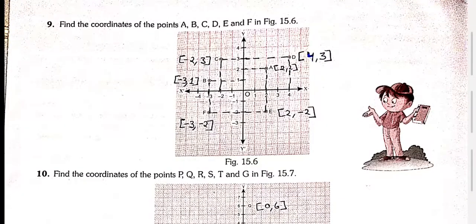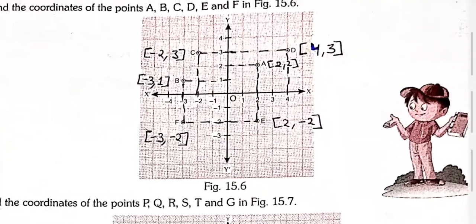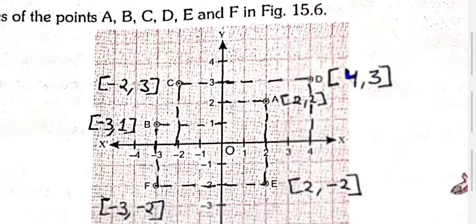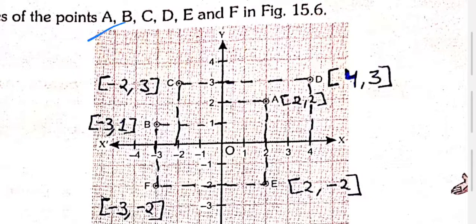Find the coordinates of the points A, B, C. Okay, you have to find the coordinates. So you have to use pencil and scale to find these coordinates. Just look here, first one, point A. So where is point A? Point A is here. So what you do from the point A, you have to draw two perpendicular lines, or we can say two straight lines with the help of scale toward the coordinate axes.